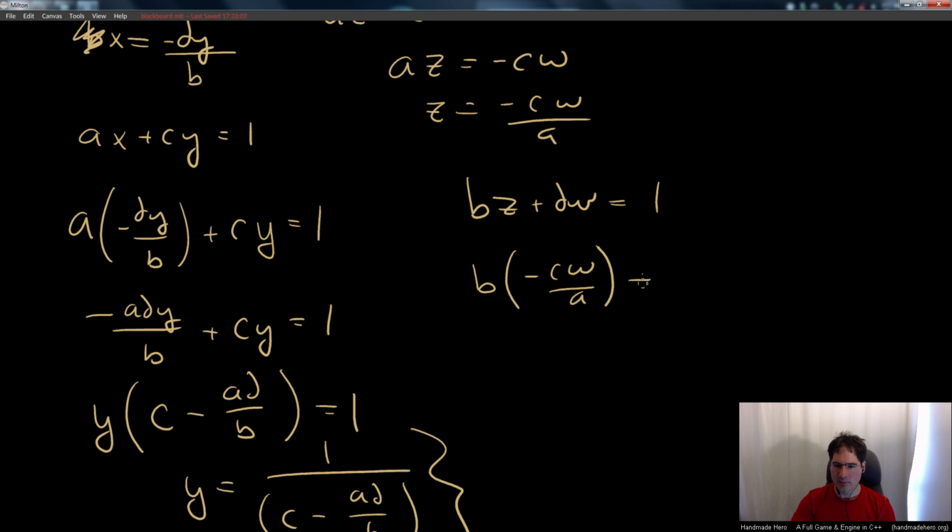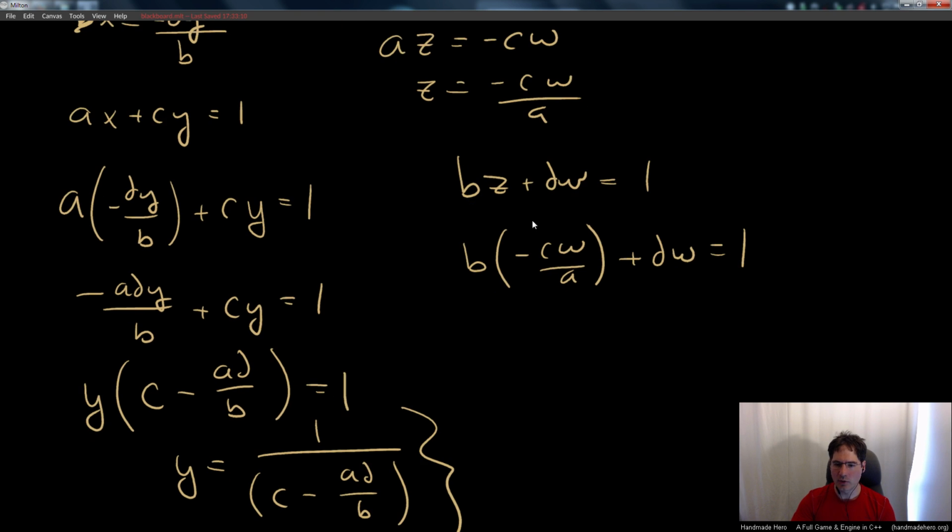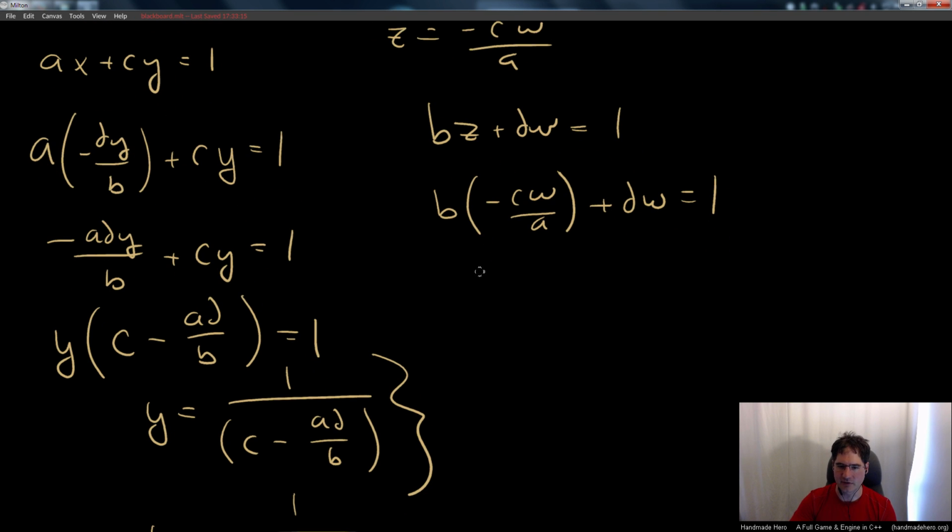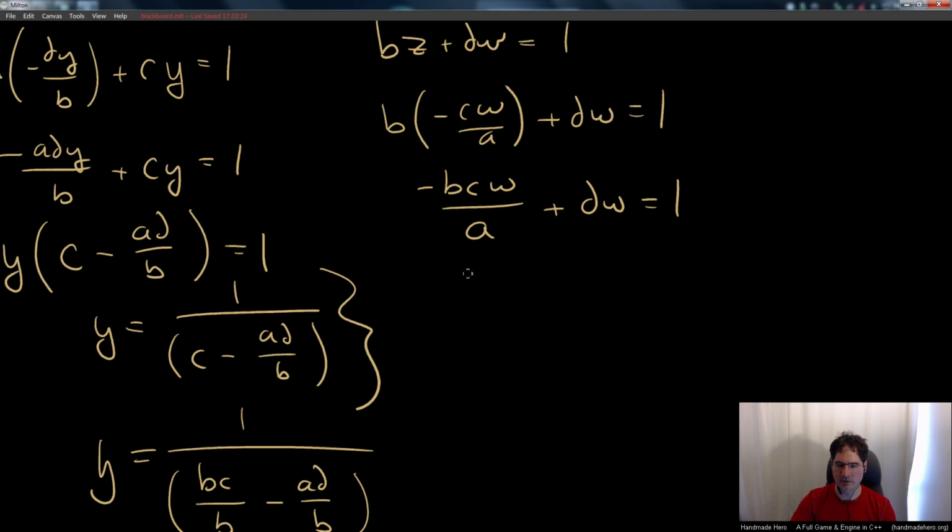That's my z term, plus dw equals 1. Well, now I've got it all in terms of w, so again, same exact process. So I've got negative bcw over a plus dw equals 1. Again, I want to solve for w, so I'm just going to pull the w term out. I end up with d minus bc over a, all times w, equals 1.